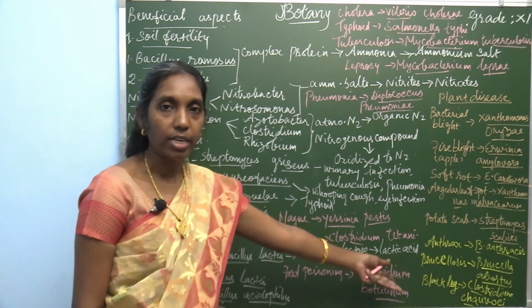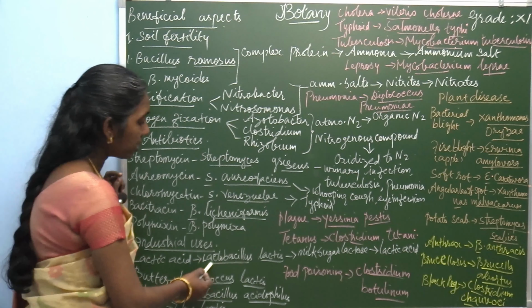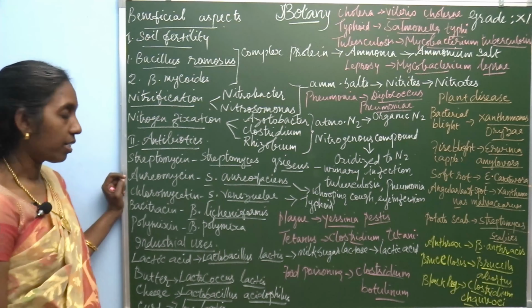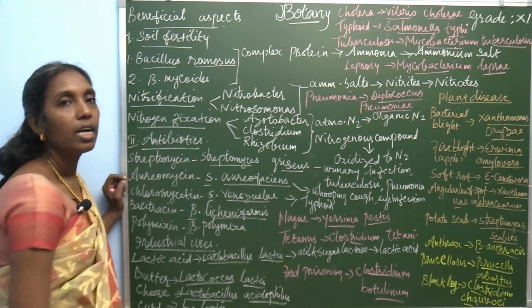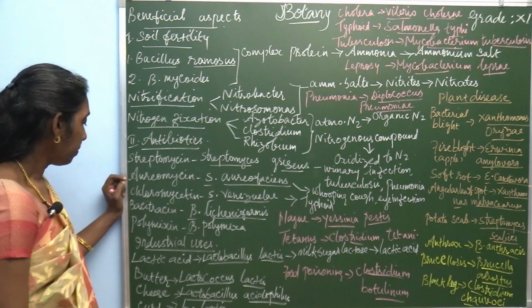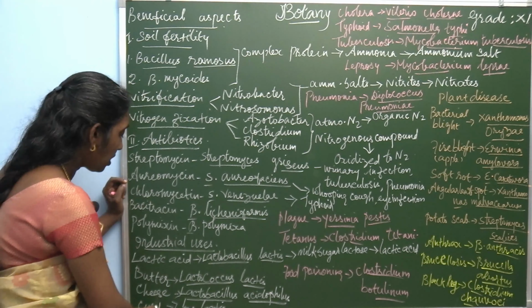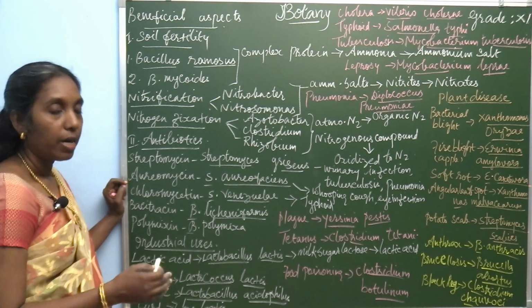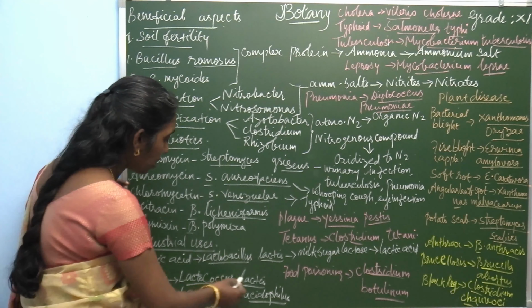So, production of lactic acid by the activity of Lactobacillus lactis is one of the beneficial activities, and it comes under industrial uses. Then butter, cheese as well as curd, these all are obtained by the activity of Lactococcus lactis.